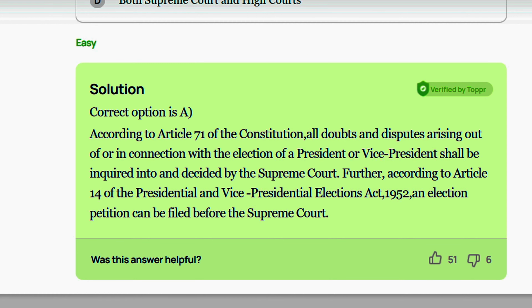Correct option is A. According to Article 71 of the Constitution, all doubts and disputes arising out of or in connection with the election of a president or vice president shall be inquired into and decided by the Supreme Court. Further, according to Article 14 of the Presidential and Vice Presidential Elections Act 1952, an election petition can be filed before the Supreme Court. So now next.